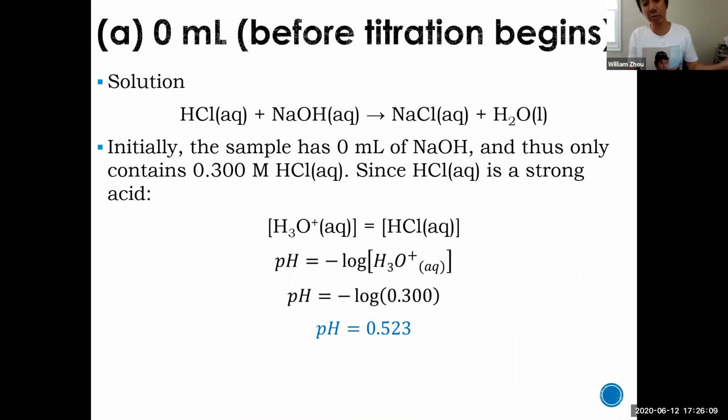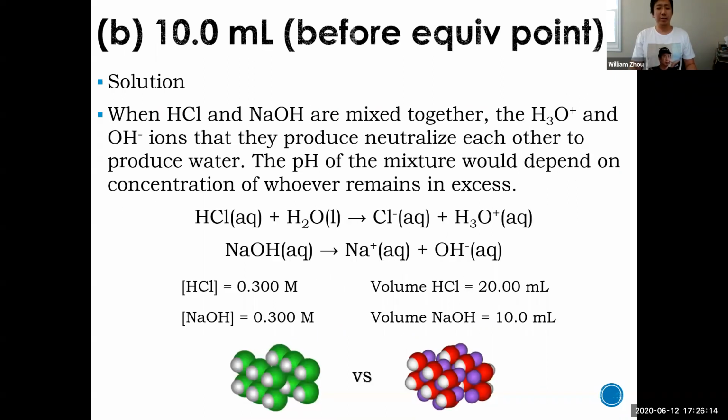Okay, so that's the easy one. Just negative log, we're done. We learned that already. Here is where things get very complicated. All right, you add 10 milliliters. You didn't quite reach the equivalence point. You just added a little bit. Okay, what's the new pH?